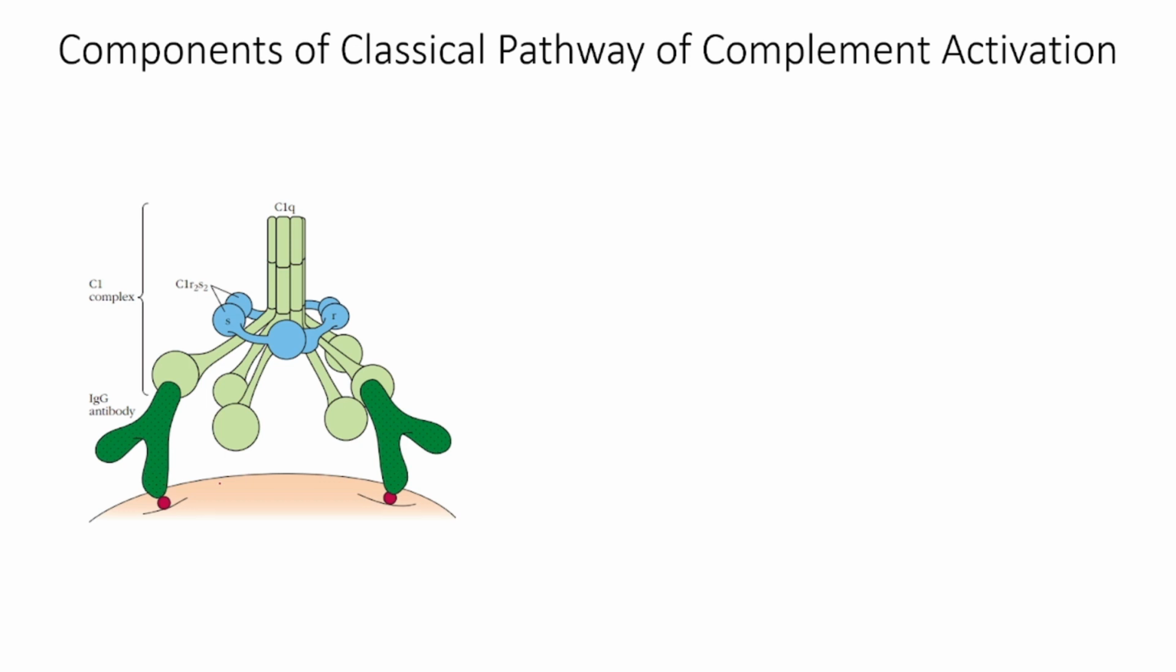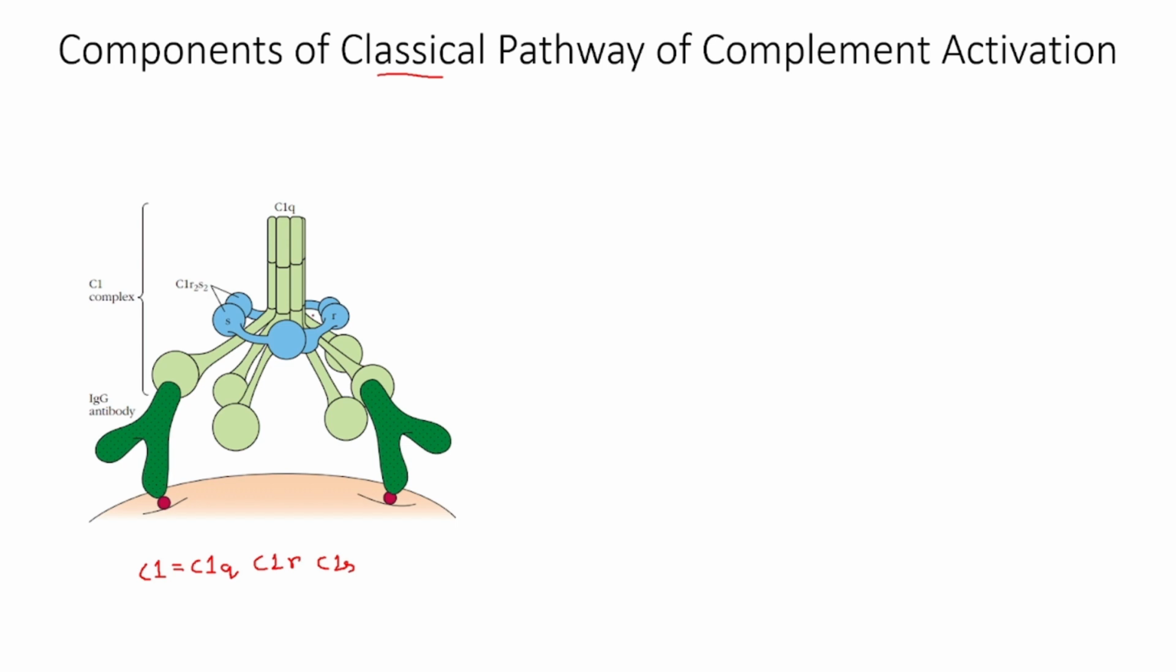So today we are going to discuss one of the most important pathways of complement activation, which is the classical pathway of complement activation. Now the central component of the classical pathway of complement activation is the C1 complex. So this figure that you see is the figure of the C1 complex. Now this C1 complex is in turn composed of three different subunits. One is the C1Q, then you have C1R, and then you have the C1S. So these three subunits altogether constitute what is known as the C1 complex.